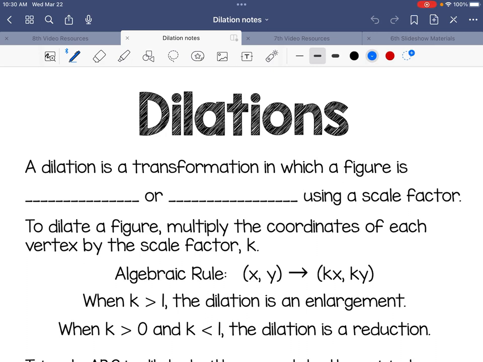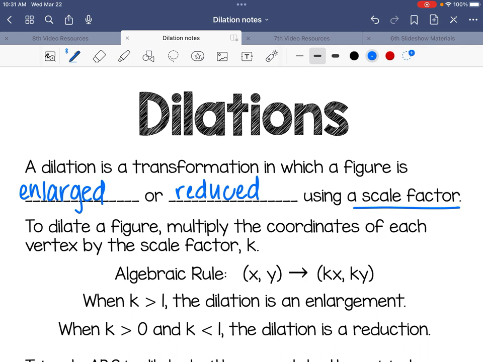Hey guys, today we're going to be looking at dilations on shapes using the coordinate plane. So the first thing we want to look at is what a dilation even is. A dilation is a transformation, which means it changes a figure. This is when a figure is enlarged, meaning it gets bigger, or reduced, meaning it gets smaller, using a scale factor. And this scale factor is how much it's enlarged or how much it's reduced.